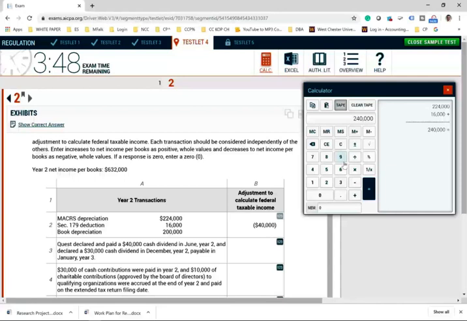It means you did not have enough deduction in depreciation for tax purposes. You need to add an additional 40,000, which is good. For the taxpayer, that's good.